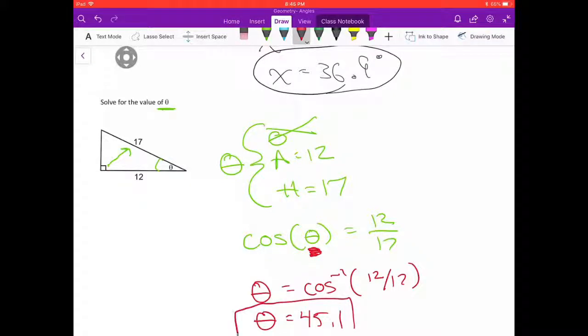So the big thing to remember here is when you're looking for missing angles, just make sure that your angle still goes in the parentheses, and just make sure that when you use your calculator, you hit that second function and get the inverse of whichever trig function you decide to use. Alright, and that's it for this one.